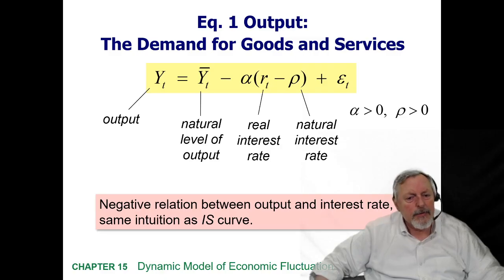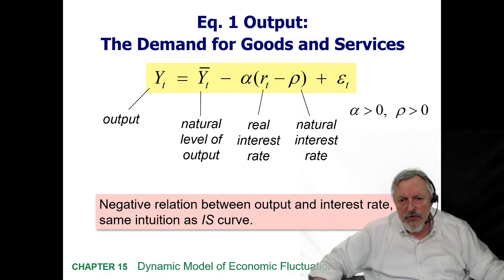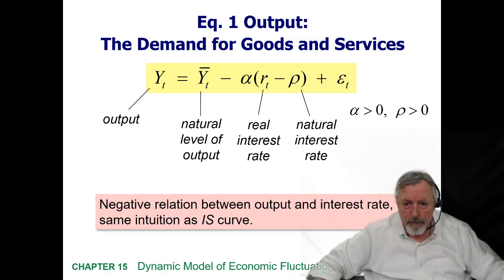All right, and here we go. Equation 1, the demand for goods and services. The demand for goods and services is negatively related to the real interest rate, just as with the IS curve. A higher interest rate reduces investment and therefore reduces output. So output today is the natural level today minus this term. This is the real interest rate today. This is the natural interest rate.